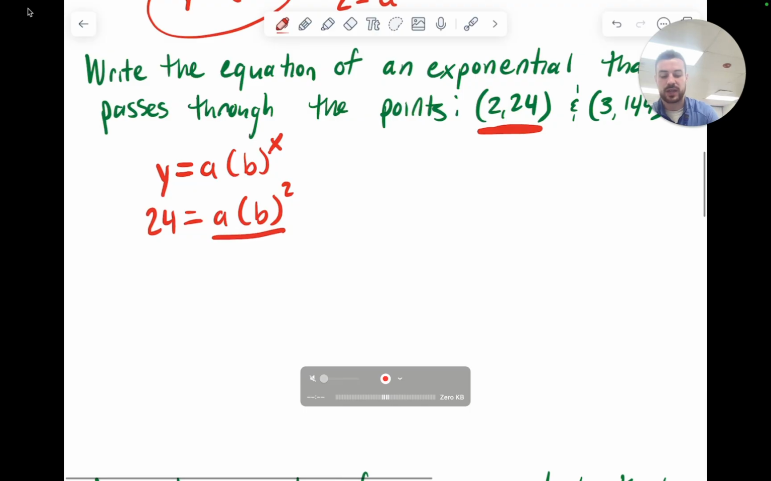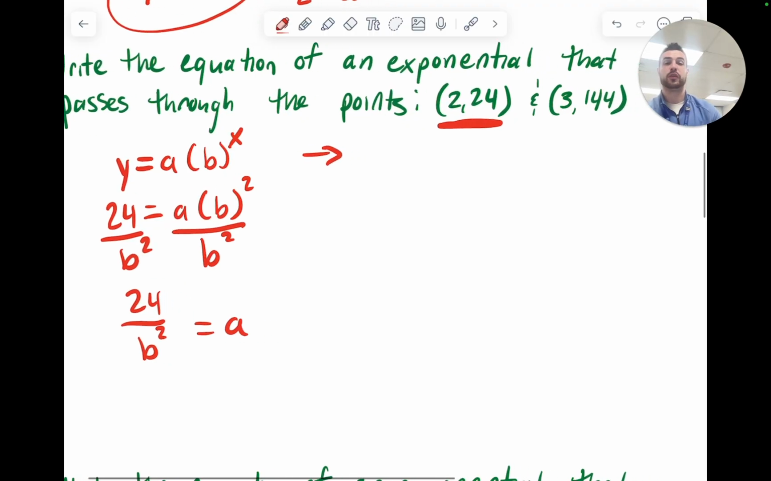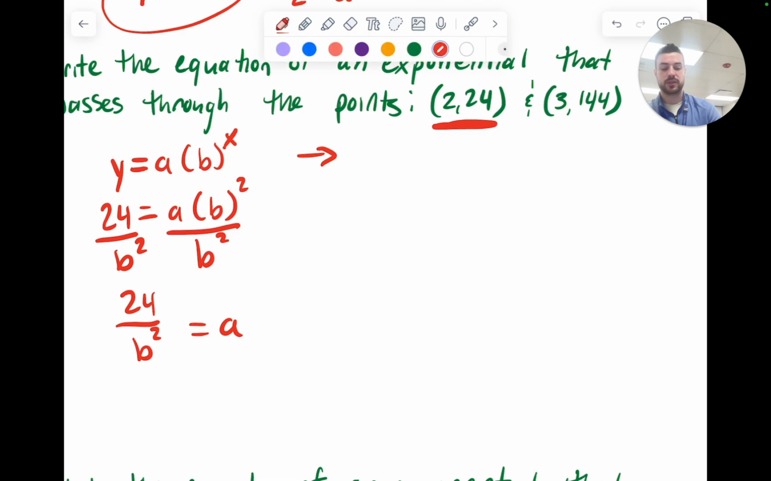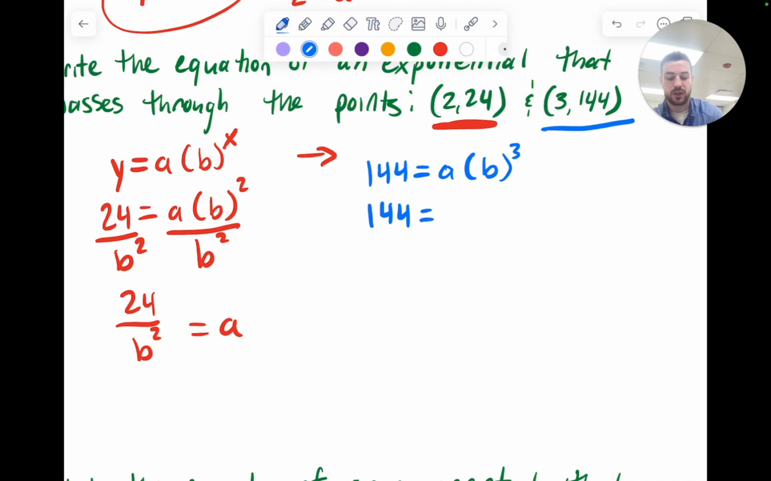So instead, what I'm going to do is isolate one of my variables. So I get 24 over b squared is equal to a. What I want to do next is take that same equation from before, and plug in my next point, this one here. So my y value is equal to my a times my b to the x power. Now, we previously solved for my a value, so I can go ahead and substitute that in, which will allow me to have an equation here that only has b values. Now, the reason that is helpful is because it's all the same variable, I can solve for b.